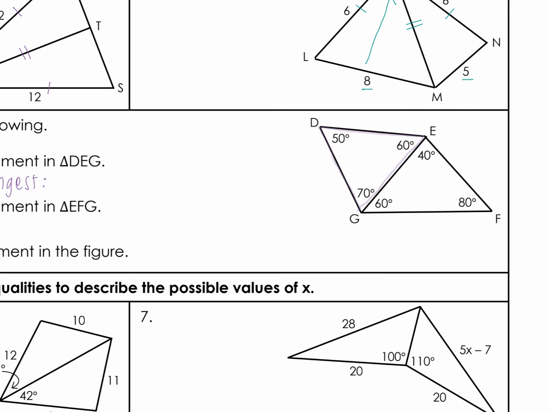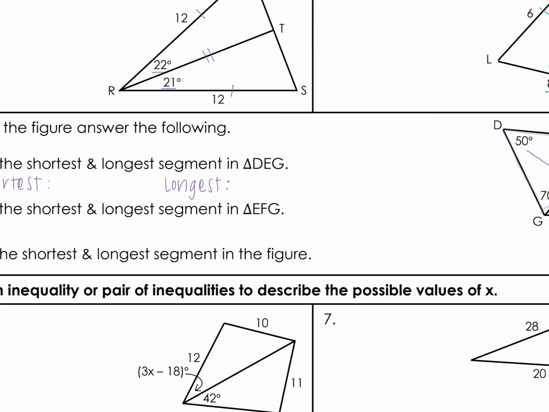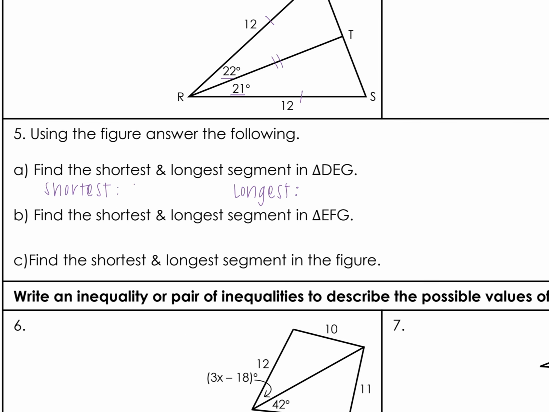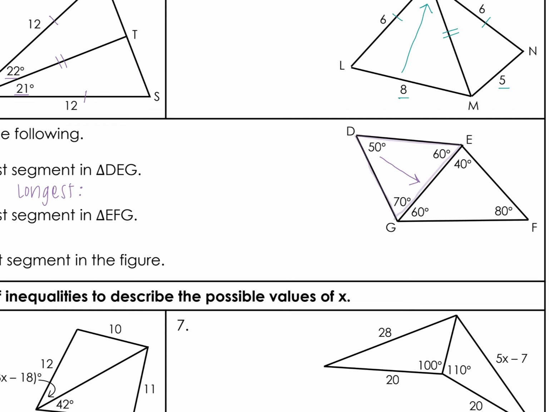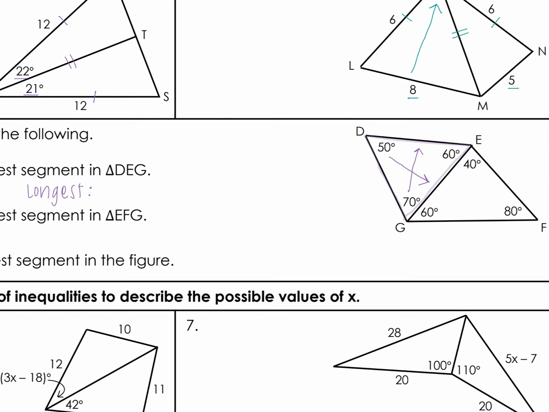Okay, so we are going to see that 50 degrees is my smallest angle, so my side opposite of that is going to be that EG. So that's going to be my smallest. Then my longest is going to be across from that 70 degrees, because that 70 degrees is the largest one for my angle measures, and that's going to be DE.